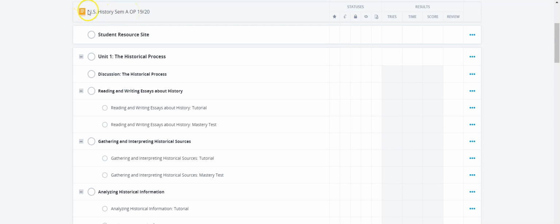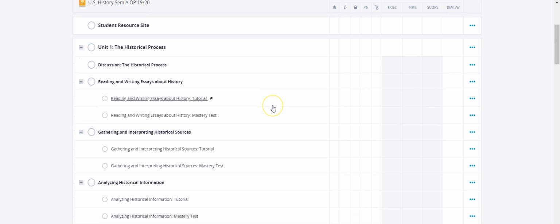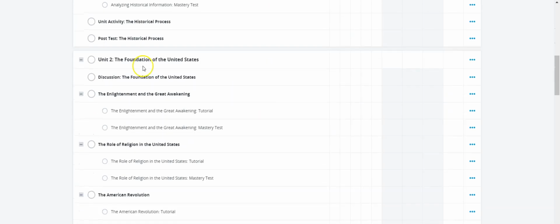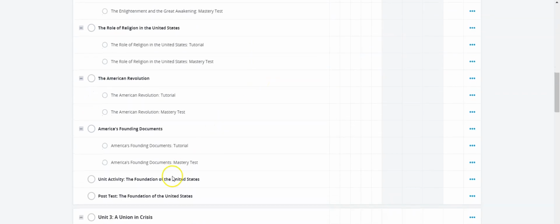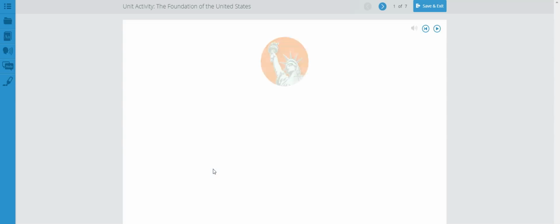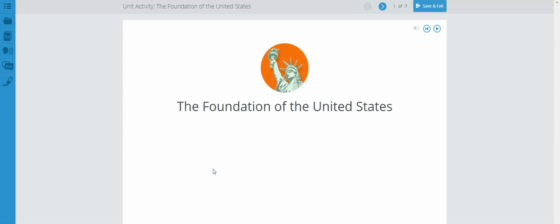We are looking at U.S. History Semester A today, and our focus is Unit 2, the Foundation of the United States. We are going to be doing the unit activity, the Foundation of the United States. Please make sure that you are reading all the directions before you answer any questions here.